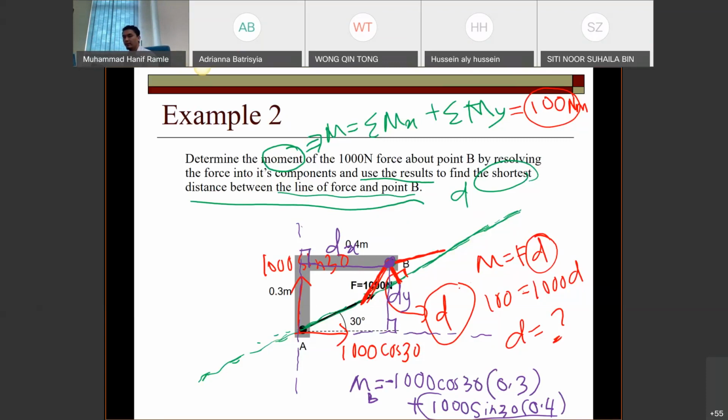Doctor, there's someone answering in the chat box. Maybe you can unmute and say something because I cannot see the chat. Wong said because dy is negative. No, it's not related to the distance. It should be relating to the movement.